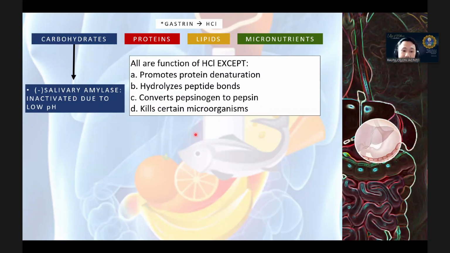So the answer here is just letter B. Okay? A question: Doc, for example, the patient consumes Entamoeba, how come the HCl... That's why I put here certain microorganisms, because you will learn later on in microbiology that there are microorganisms that are resistant to the acidic environment of our stomach. But for some, HCl can still function and can still kill them.